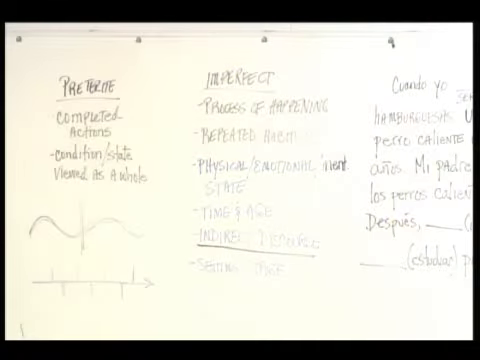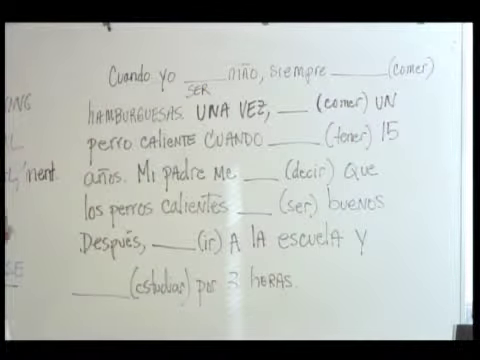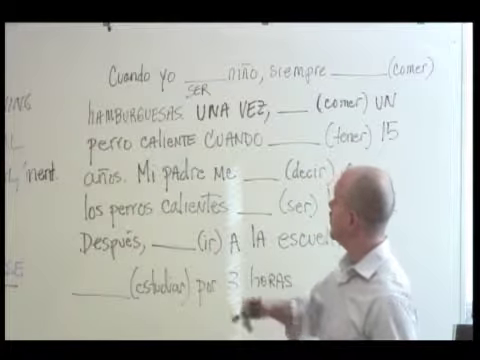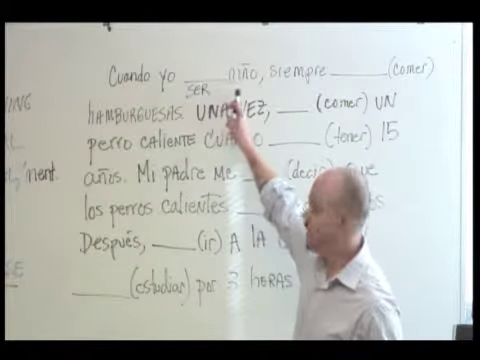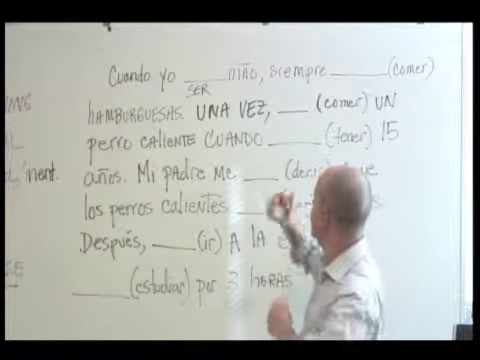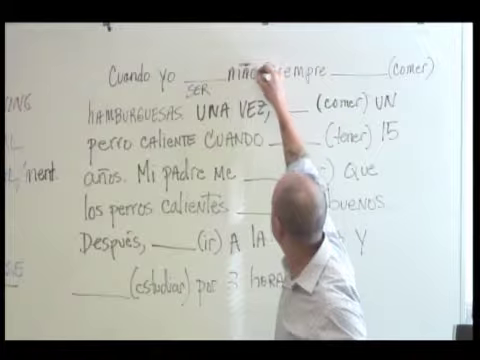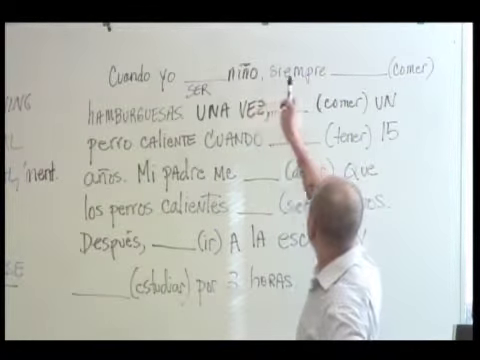So, let's look at an example here. Hopefully the glare is not too fierce. Okay, we got some examples. Cuando yo, blank, niño. I hope you can read that, but it says niño. Cuando yo, blank, niño, and we want a form of the verb ser.